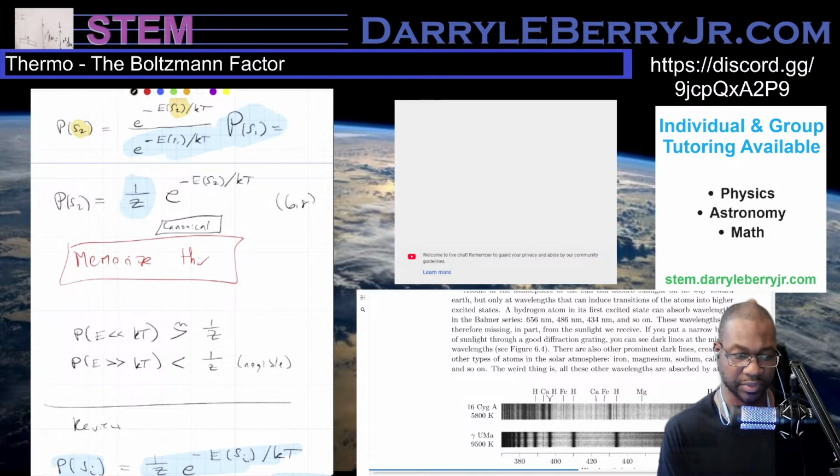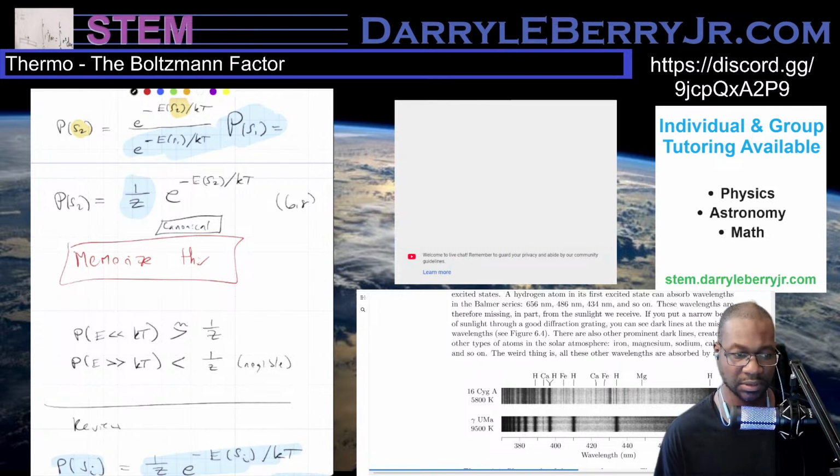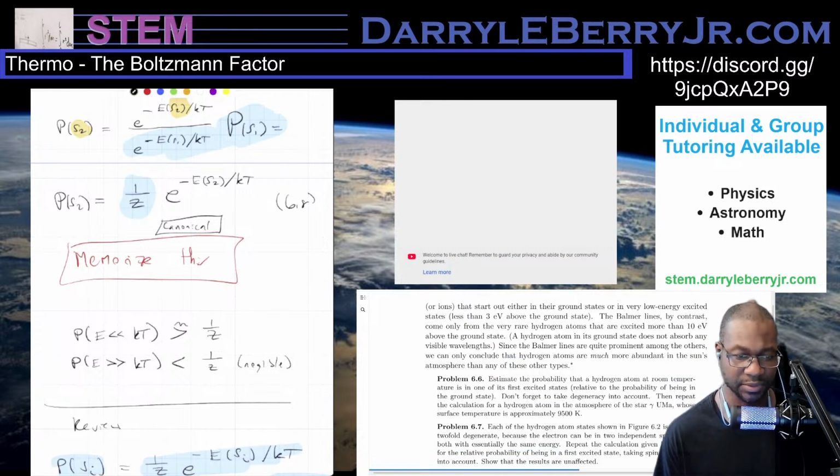There are also other prominent dark lines created by other types of atoms in the solar atmosphere: iron, magnesium, sodium, calcium, and so on. The weird thing is, all these other wavelengths are absorbed by atoms or ions that start out either in the ground state or in very low energy excited states, less than 3 electron volts above the ground state. The Balmer lines, by contrast, come only from the very rare hydrogen atoms that are excited more than 10 electron volts above the ground state. The hydrogen atom in its ground state does not absorb any visible wavelengths, since the Balmer lines are quite prominent among the others.